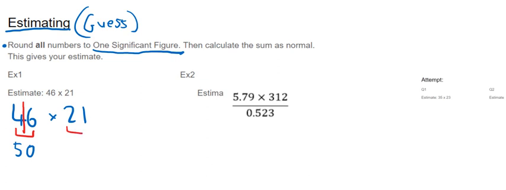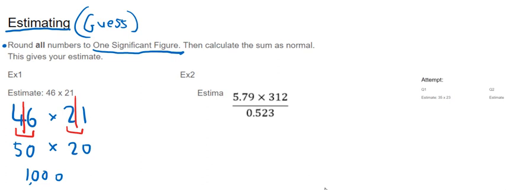If I round 21, the first significant figure is the 2. The 1 means that the 2 stays the same, so it would just be 20. So 50 multiplied by 20, a quick way you can do that in your head is just do the 5 times the 2, which is 10, and then add on the other 2 zeros. So 1000 would be my estimate there.